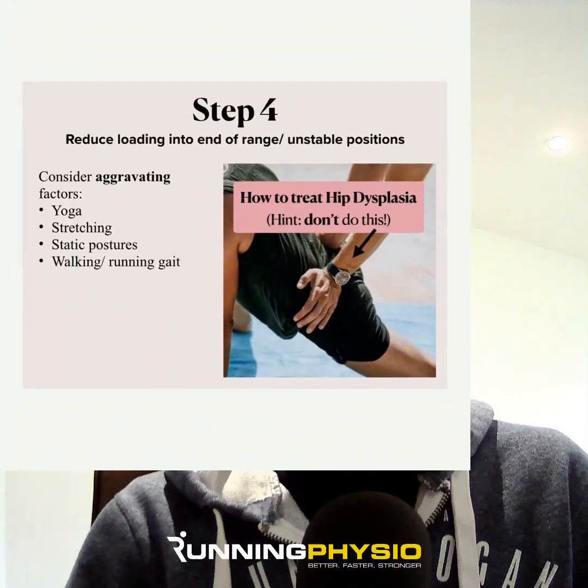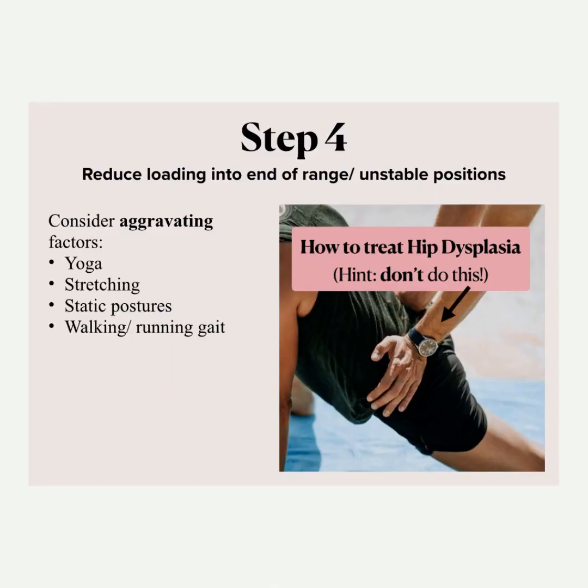Step 4 is looking at reducing loading into those end of range or unstable positions. So here we want to look at considering the aggravating factors. They can be things like yoga, for example, because people are taking the hip into provocative positions which irritate their symptoms. Now, you might have seen the opening image for this where we've had a hint, don't do this. And from the image, you can see that someone's pushing someone into a deep hip extension position, probably trying to get a really big hip flexor stretch.